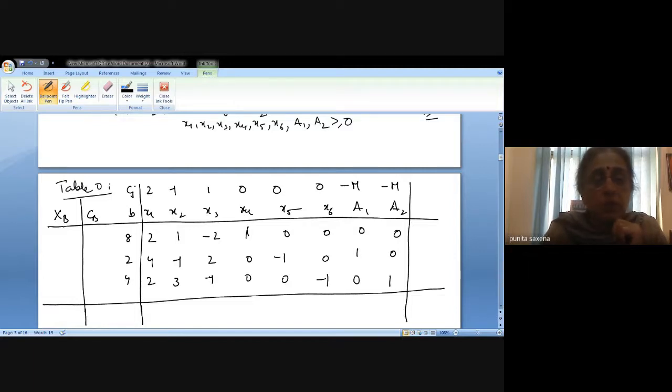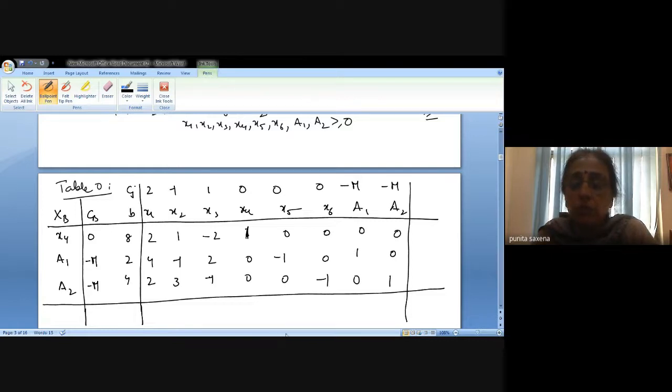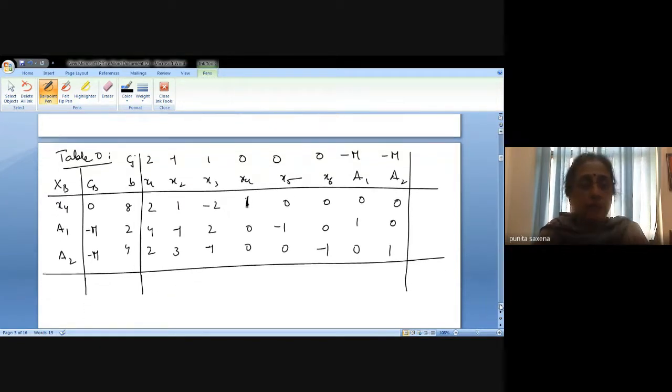Now, what are your basic variables? Your basic variables are now X4, A1, and A2. And what are the coefficients here? 0, minus M, minus M. Now you will see the difference. We have to do the computations: compute z, compute zj's, and compute zj minus cj's. Now observe one thing. Your z in this case is minus 6M.